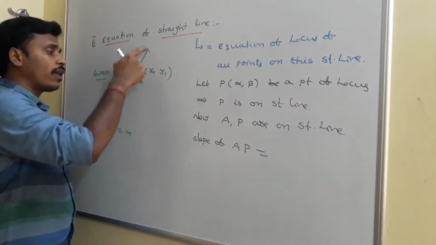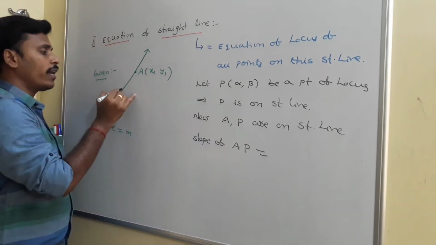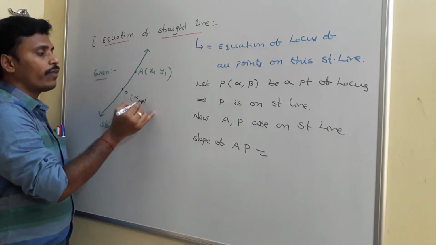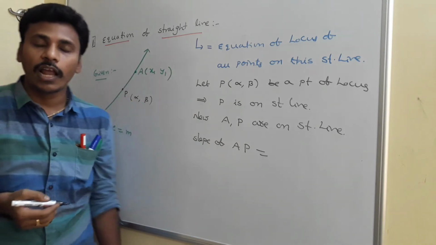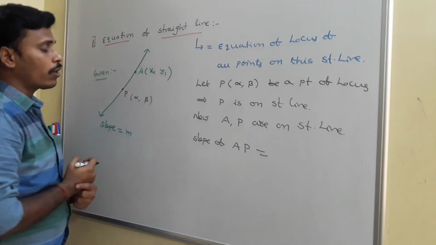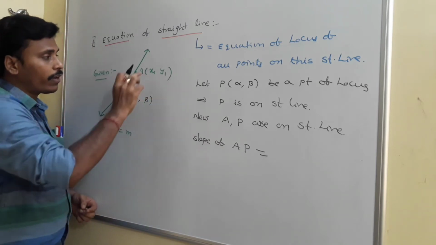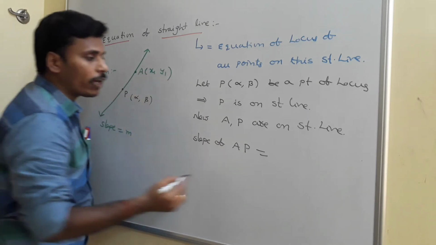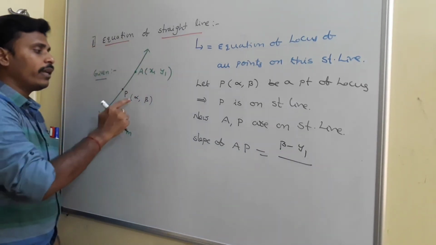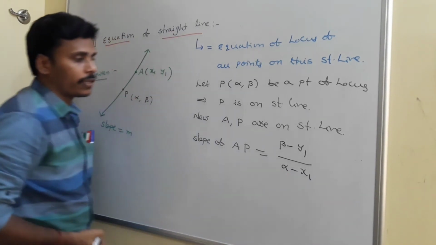P is on the straight line, it's somewhere. Since 2 points are on the straight line, you need to calculate the slope of AP. So slope of AP is nothing but what? We have a formula, as we discussed in the last class: if you have 2 points on a straight line, its slope can be calculated by the difference of y coordinates divided by the difference of x coordinates. The difference of y coordinates is beta minus y1, divided by the difference of x coordinates, which is alpha minus x1.